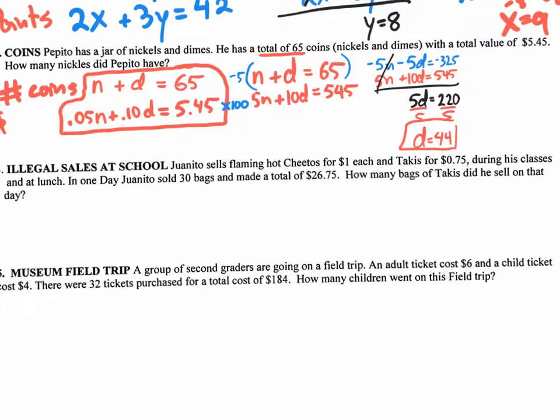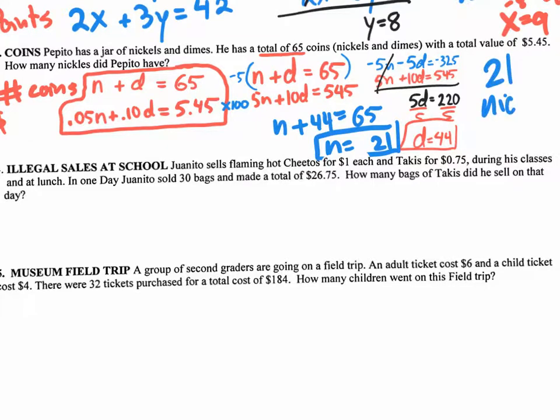Okay, so what must we do to find out how many nickels? Plug it in, take the 44 and plug it into the D right there. So your new equation when you substitute will be n plus 44 equals 65. So all you end up doing is subtracting the 44 on both sides. And with the calculator, 65 take away 44, it's going to be n equals 21. So he had 21 nickels and 44 dimes, but all they're asking for is a nickel, so 21 nickels. That's your answer, 21 nickels.